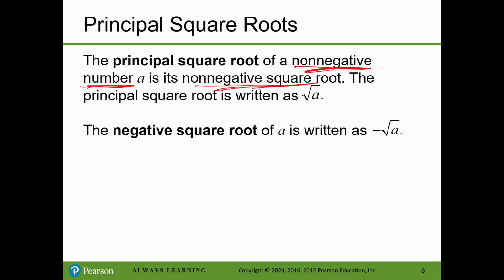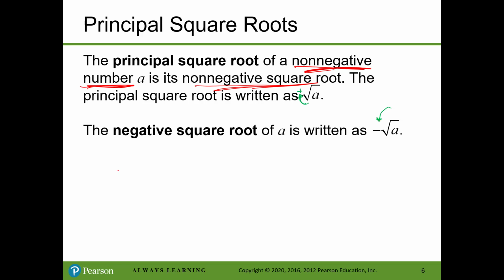Whereas a negative square root of a number is negative. So let me simplify that a little bit. Do you notice in front of this particular square root sign, is there anything written? No. So it's automatically assumed to be a positive, correct? Do you notice in front of here, there's a negative, isn't there?